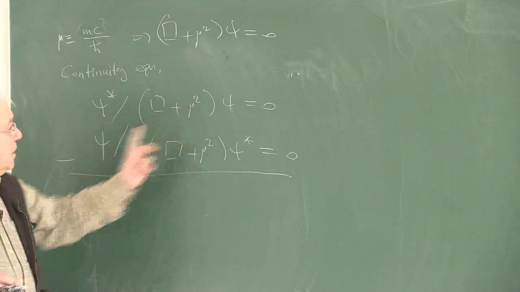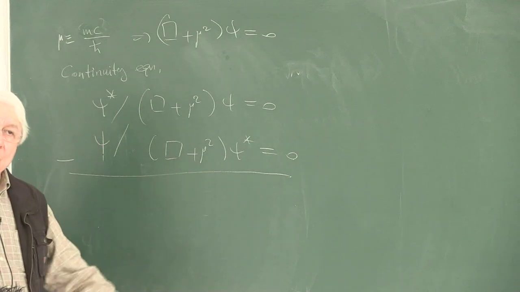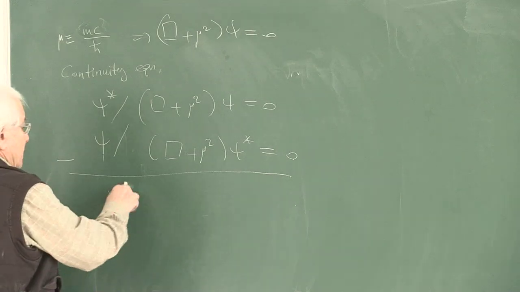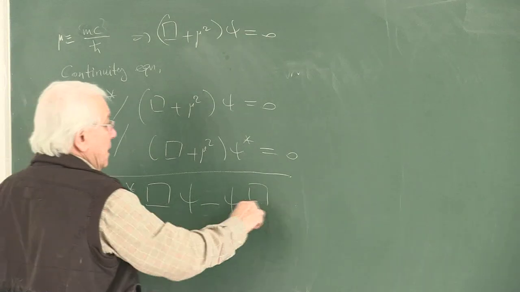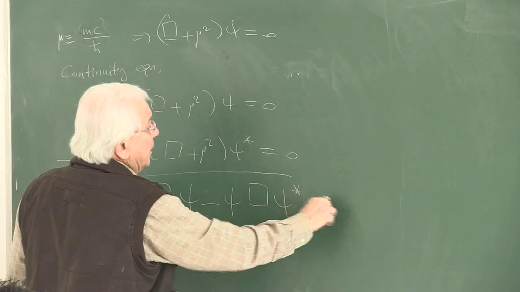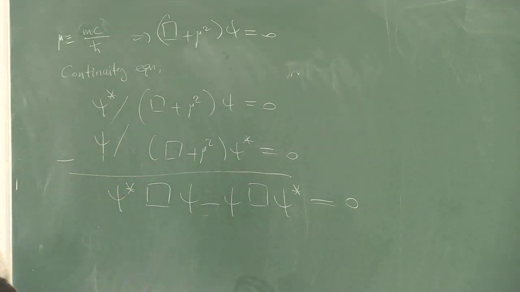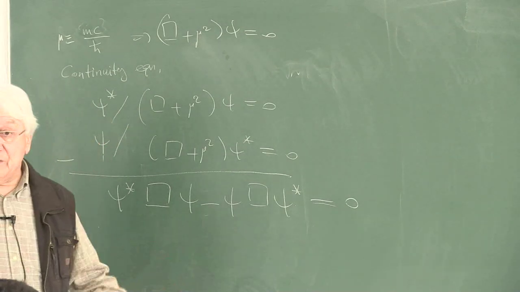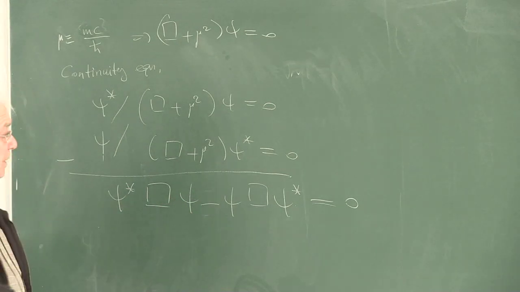Psi star mu squared psi and mu squared psi star psi, that's mu squared psi mod squared, both. They cancel. So what we are left with is psi star box psi minus psi box psi star is equal to zero. Nice. Well, this is a really nice equation. So let's try to work out the details so that we can get the continuity equation from here.